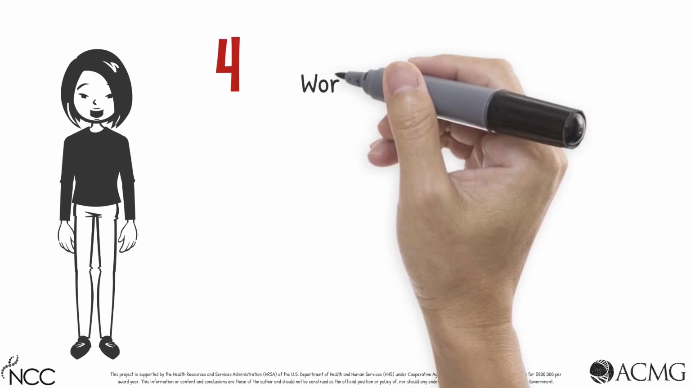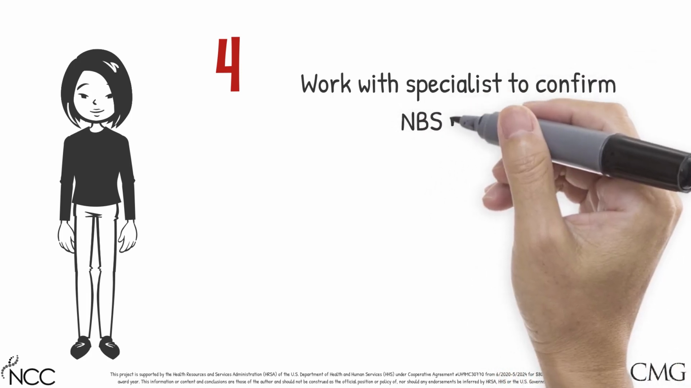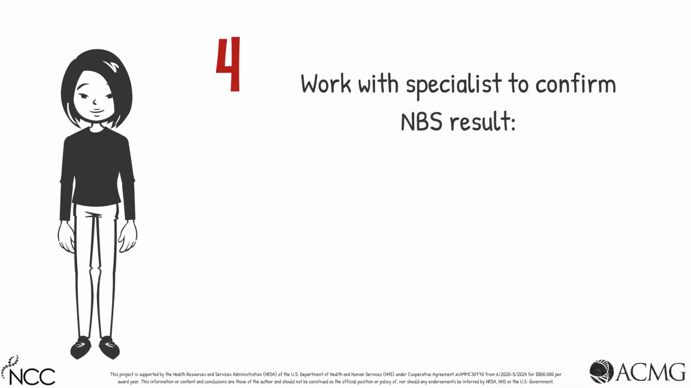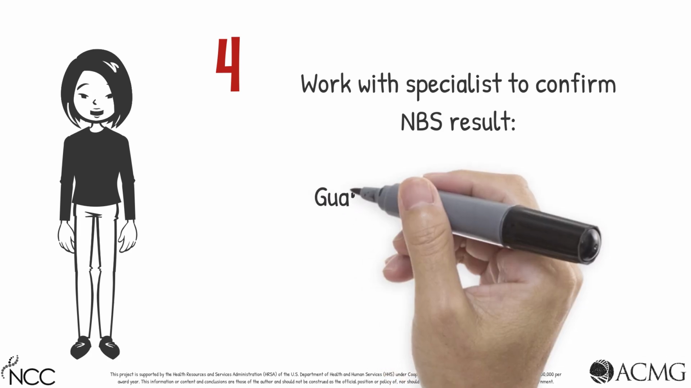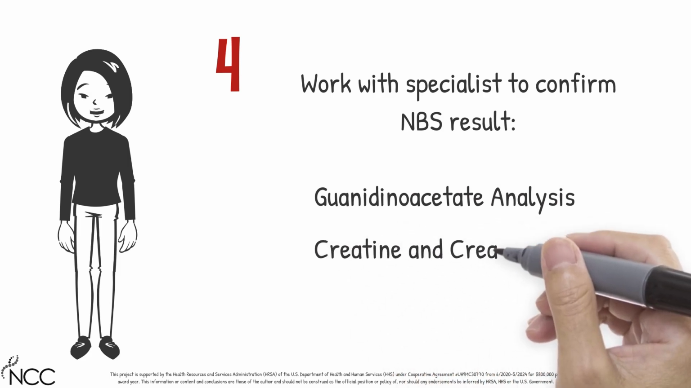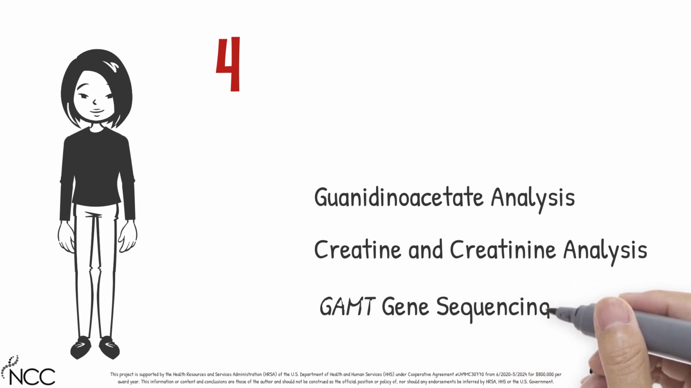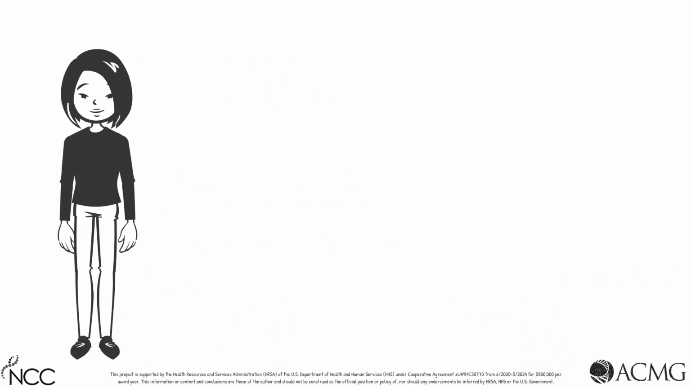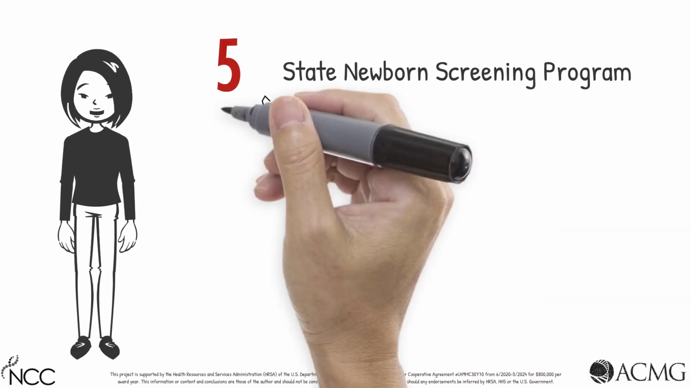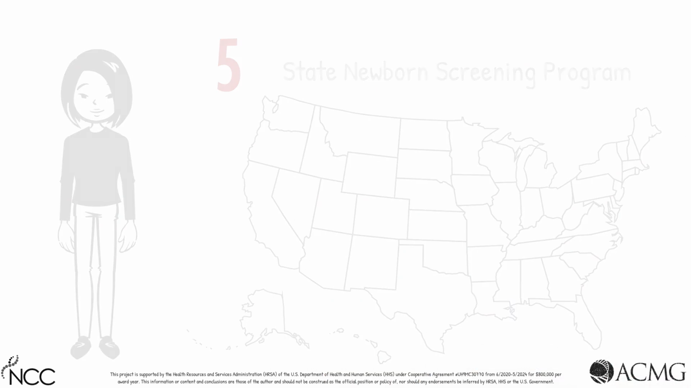Fourth, working with the appropriate specialist, take steps to ensure biochemical and/or molecular confirmation of the newborn screening result. Confirmatory testing includes guanidinoacetate analysis, creatine and creatinine analysis, and GAMT gene sequencing. Fifth, report the final diagnostic outcome back to your state newborn screening program.